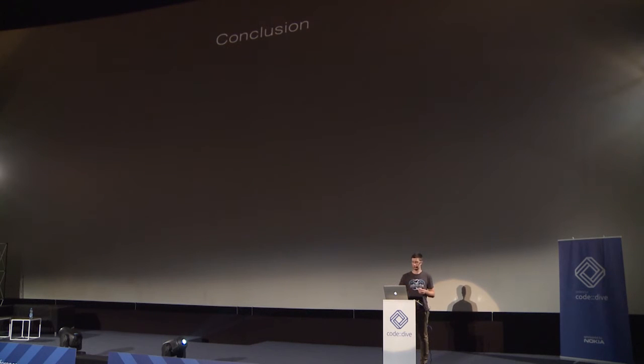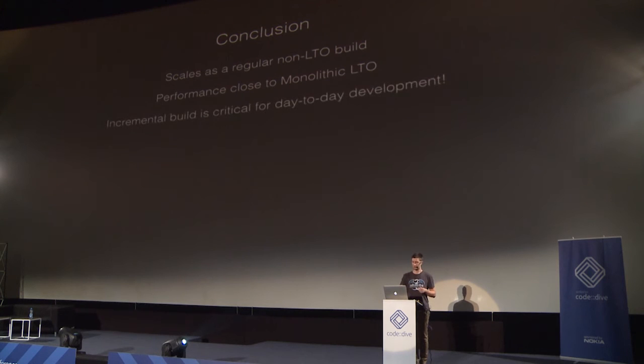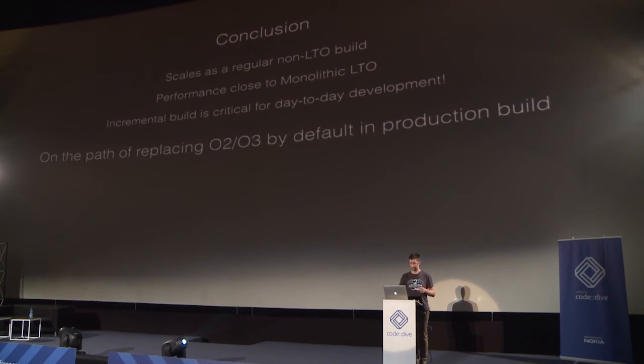So the conclusion: ThinLTO scales like a regular non-LTO build, performs very close to monolithic LTO, and it's very incremental. So it would be very, very nice if this were the default. It would replace O2 and O3.